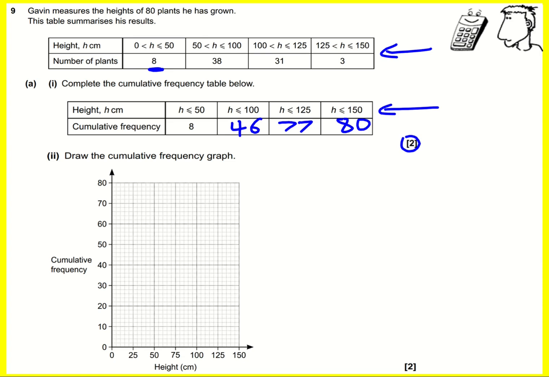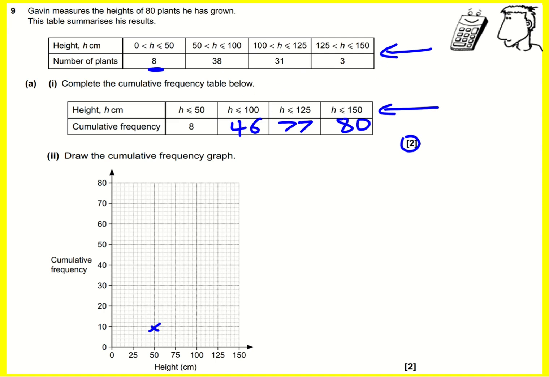Now we want to draw a graph for it. So how are we going to do that? Cumulative frequency means running total. So I know when I've got to 50 that 8 of them are definitely less than or equal to 50. So I plot 50 against 8. I'm using the end points of each of these groups.